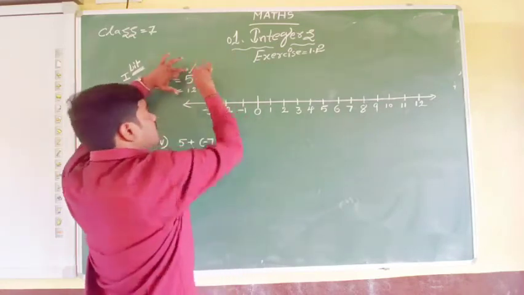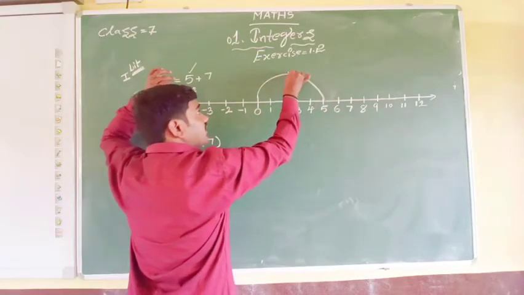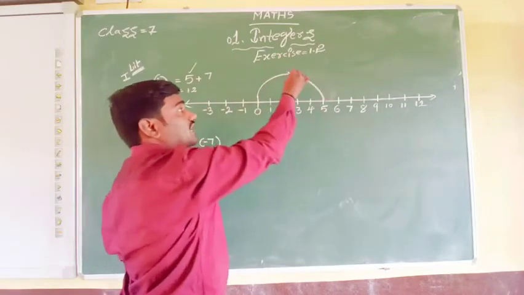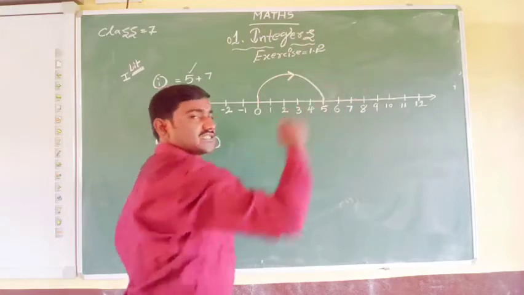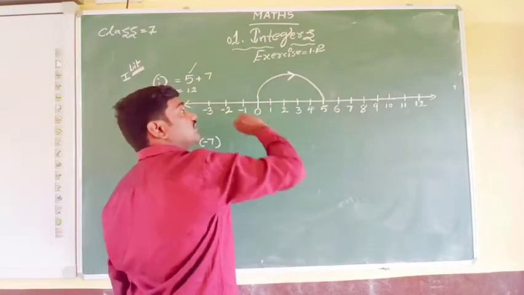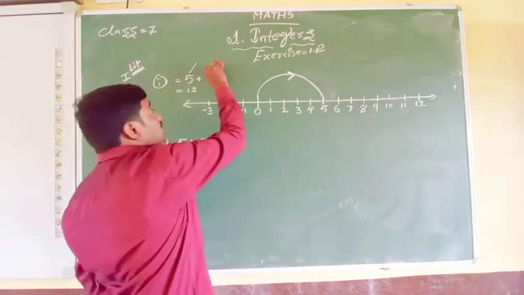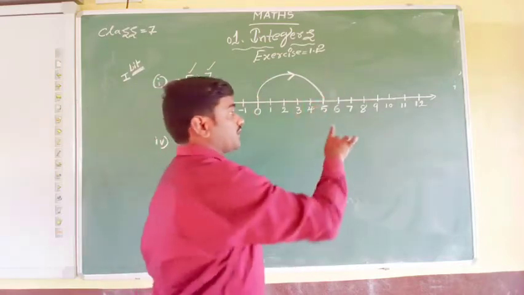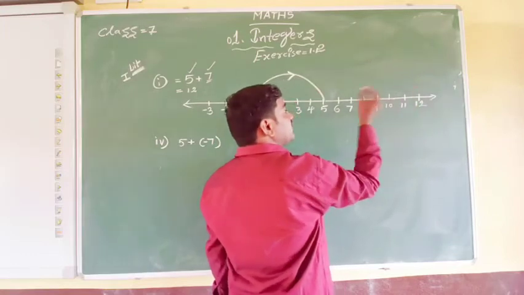So what is the first number? 5. From 0 to 5, right side on the number line, because plus 5. So we are moving right side on the number line. This arrow mark shows that we are moving right side. You must show this also. Okay, and again plus 7. So let us move the plus 7 steps again. 1, 2, 3, 4, 5, 6, 7. Exactly we reach the 12.